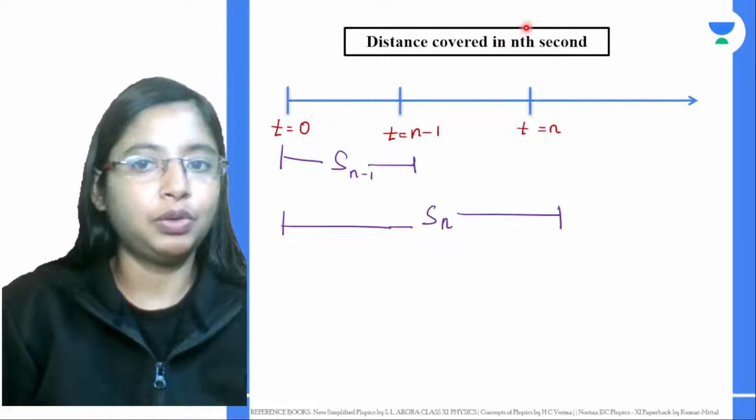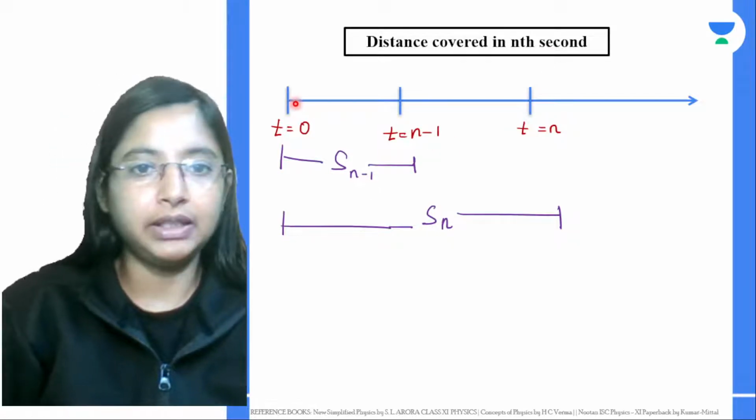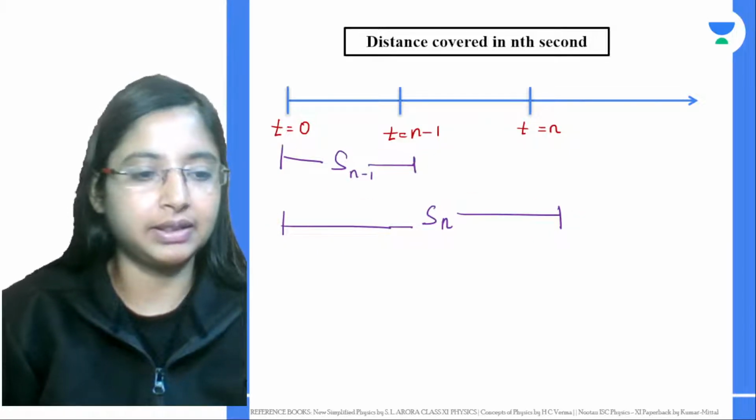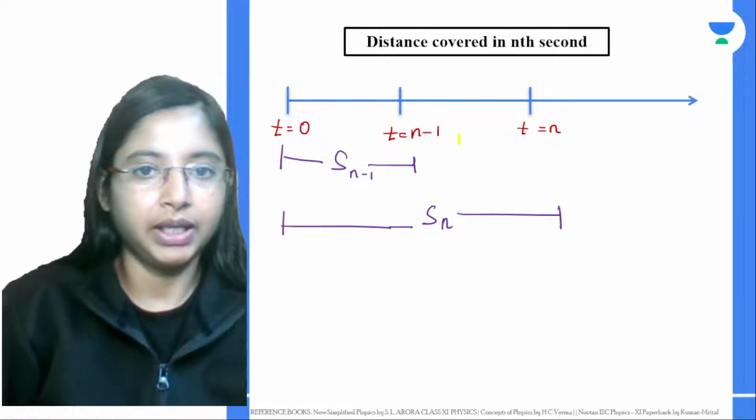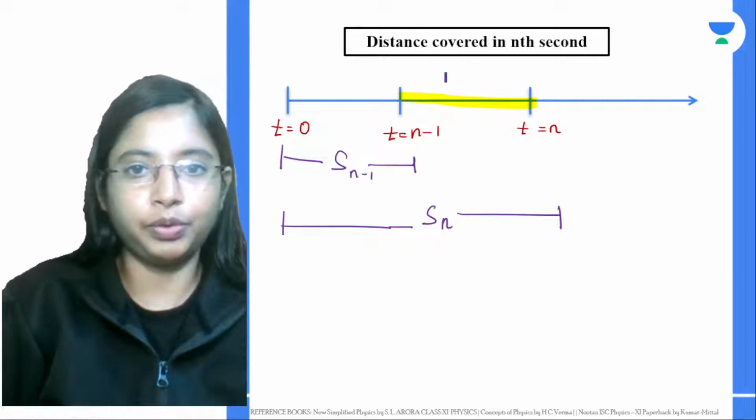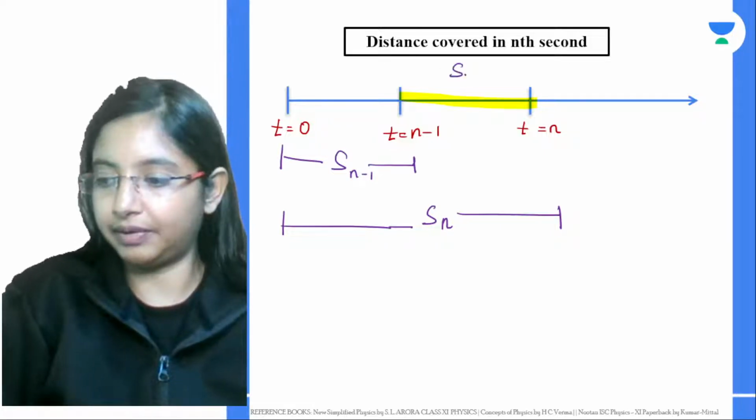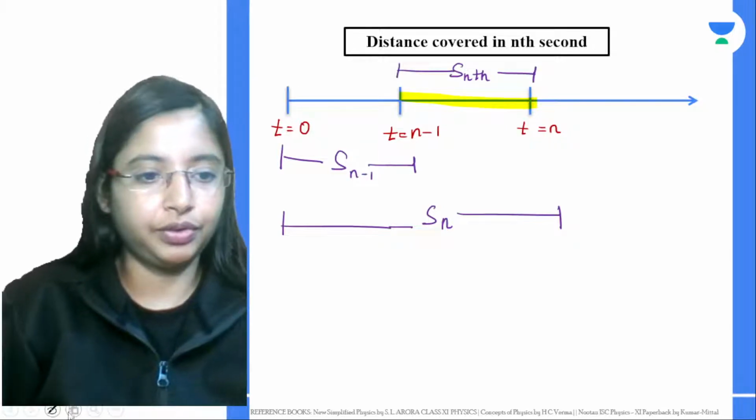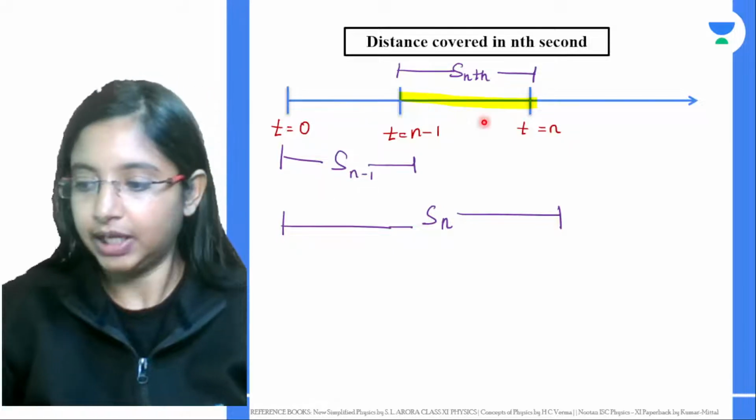Now if you want to find out the distance traveled in the nth second, you can find this distance and this distance, and subtract this distance from this distance. Then you will basically get this distance. So this would be your distance traveled in the nth second. If you find this distance and subtract this distance from here, you will get this distance. This is the logic used.